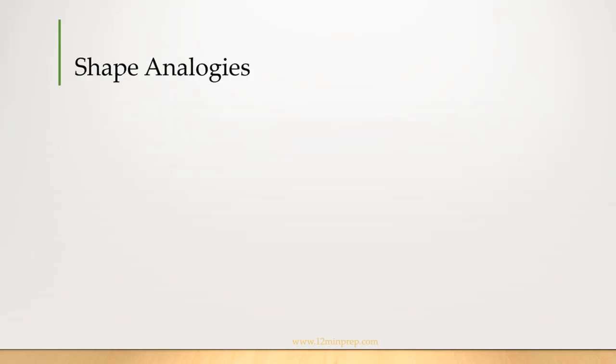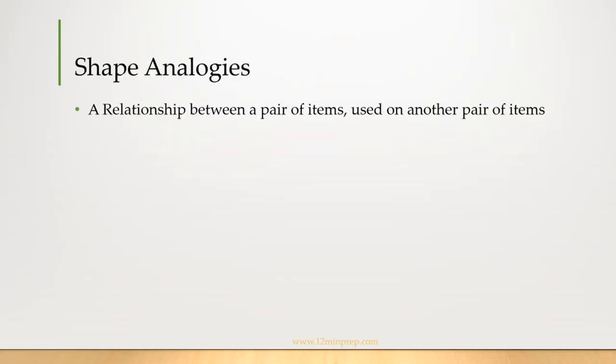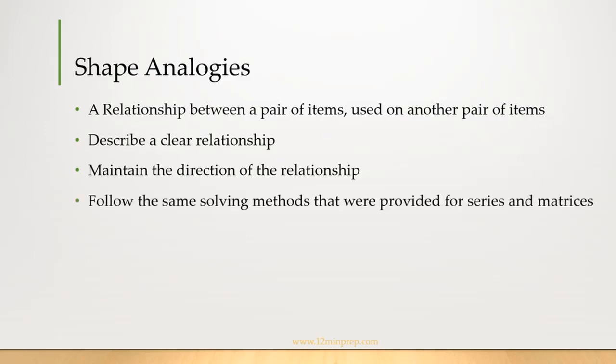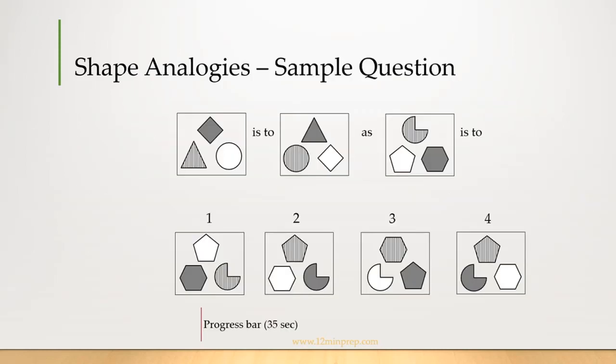We move on to shape analogies. Similar to verbal reasoning analogies, a shape analogy describes a relationship between a pair of items. A shape analogy requires us to find a clear description of the relationship and then to maintain the relationship in the same direction. Other than that, we can apply the same tips that were provided for shape series. Take 35 seconds to answer this analogy question.